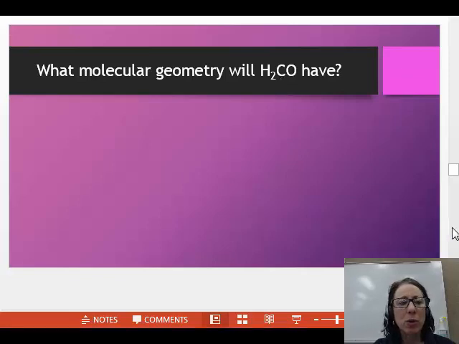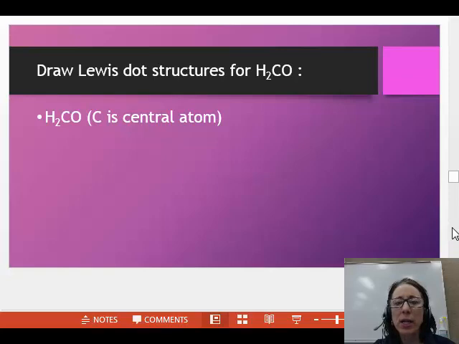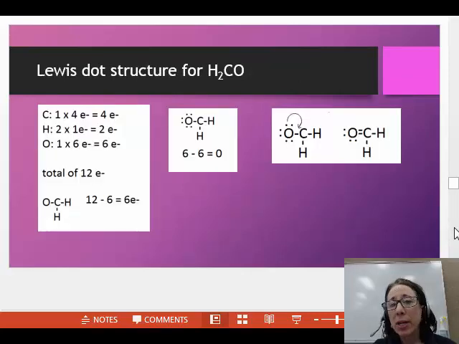The first step to applying the VSEPR theory is to draw the Lewis dot structure. Pause the video and draw the Lewis dot structure for formaldehyde. Let's see what we get for the Lewis dot structure of formaldehyde.